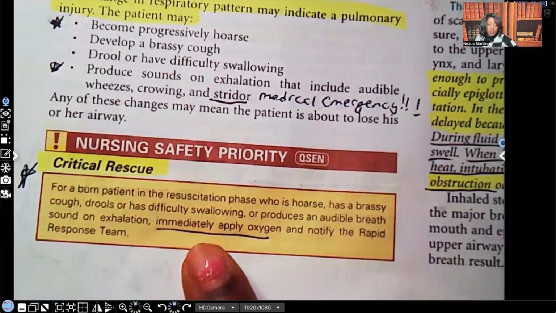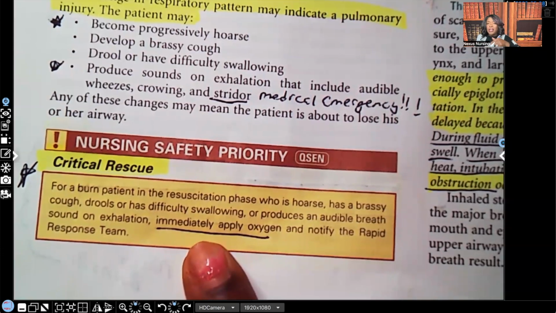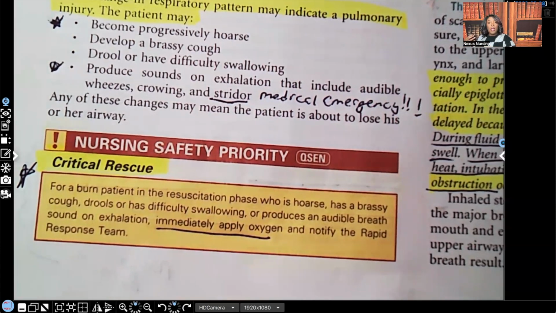Let's go back. For a burn patient that's in the resuscitation phase, their voice is hoarse. They have a brassy cough, drool or have difficulty swallowing, or produce an audible breath sound on exhalation. All of those are signs and symptoms that they breathed in those noxious agents, and what's happening? Their throat is closing up on them. What are you going to do? Number one, give them oxygen, then notify rapid response. Okay?